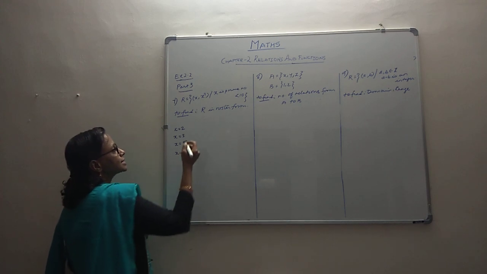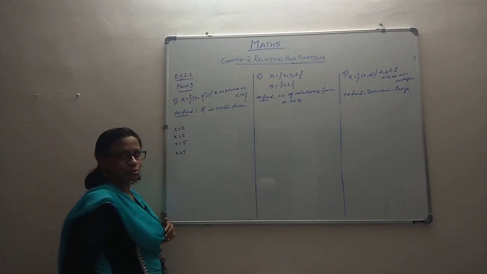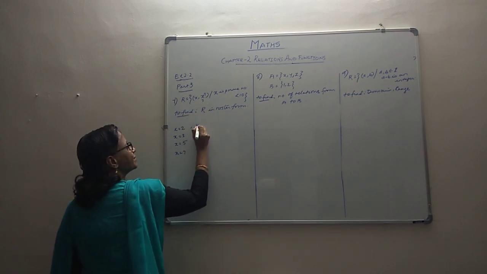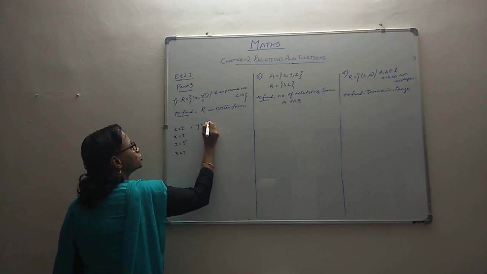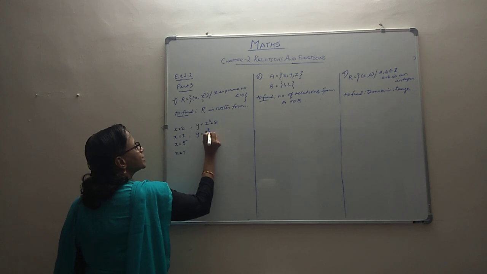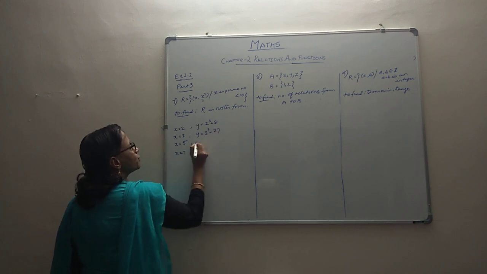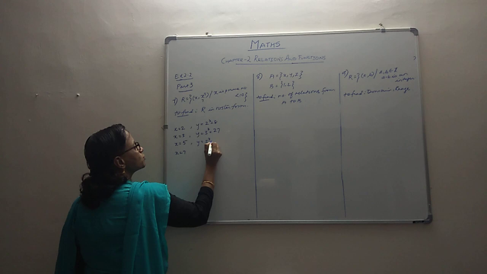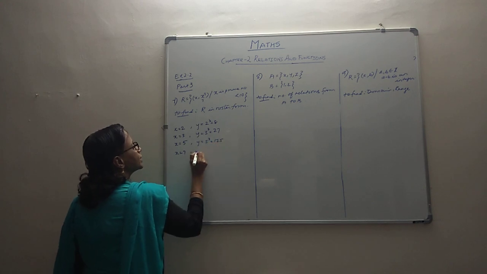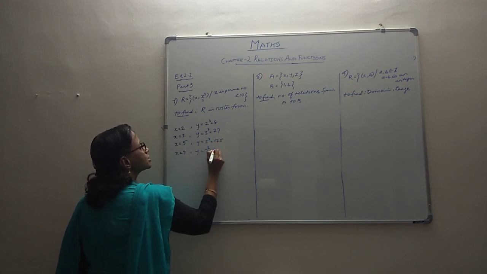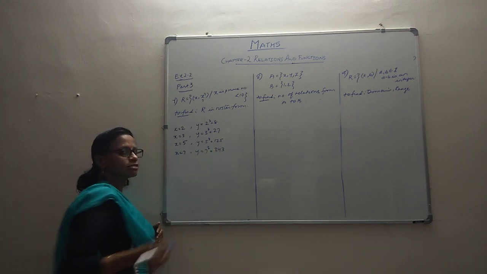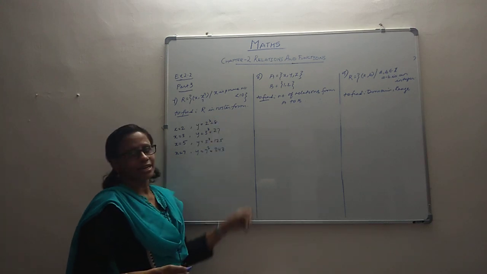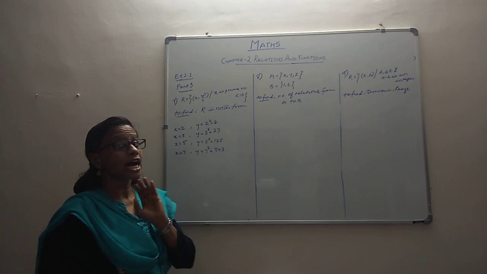Now they ask us, your y is actually x cube. So let's see what the y is here. The y that comes up is 2 cube, 8, and the y that comes here is 3 cube, that is 27, and the y that comes here is 5 cube, that's 125. Then the y that comes here is 7 cube, which is 343. 7 into 7 into 7, 343.